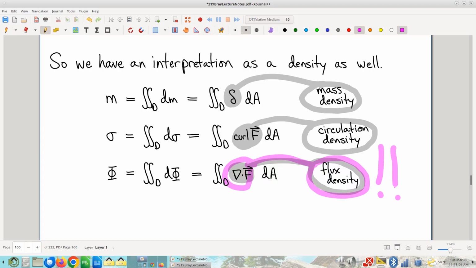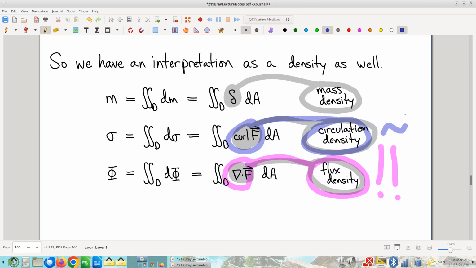And now that said, this term here, not so much. You're probably not going to hear the term circulation density as much, but I don't know why, and I wish that it were in more common usage. It makes loads of sense. It's for totally analogous reasons.